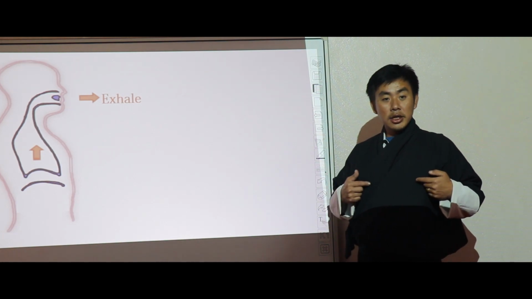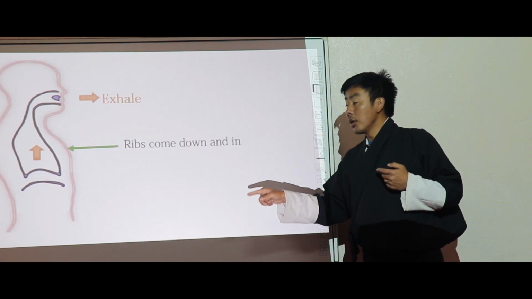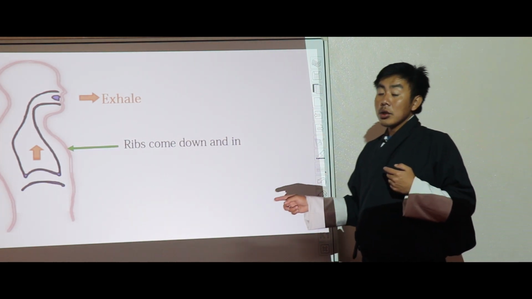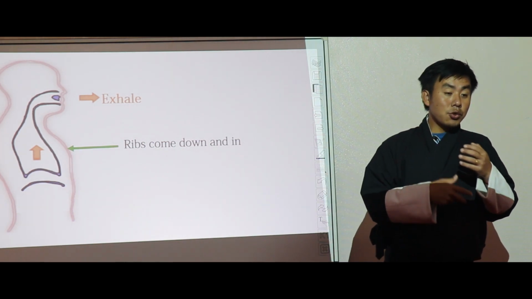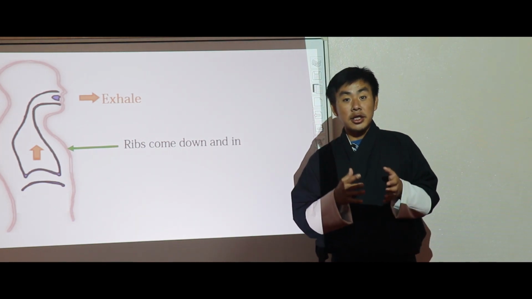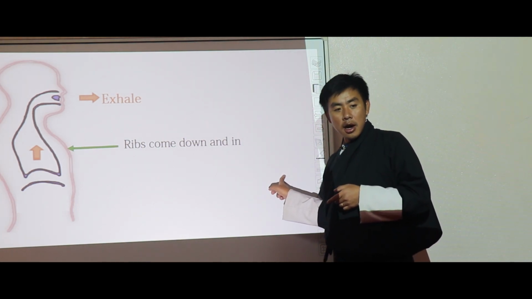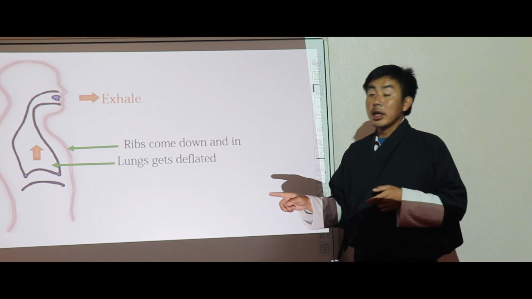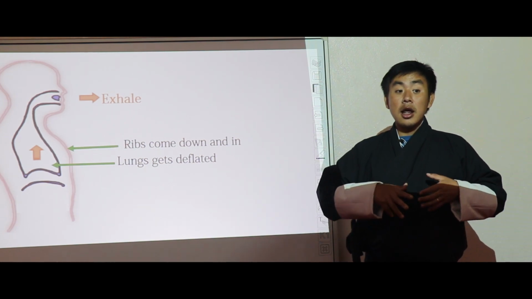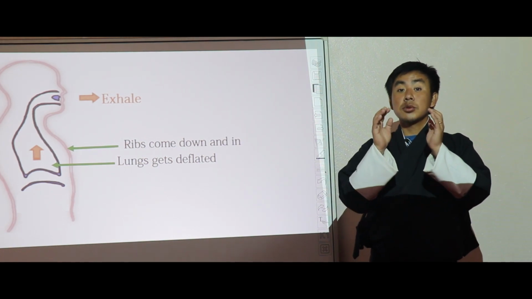See? Inward and downward. So this is what happens to the ribs when you breathe out the air. And we also know that when we took the air inside, the lungs got inflated, whereas when we exhale out the air, the lungs will get deflated. It will get deflated because the air goes out of your body. That's why the lungs become smaller, deflated.